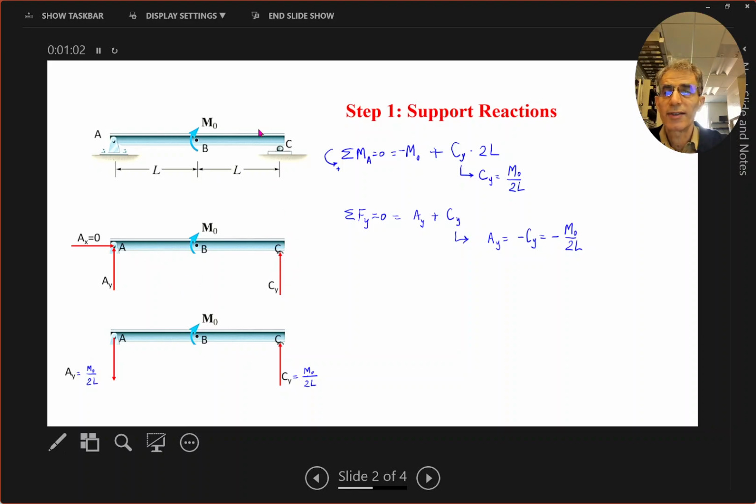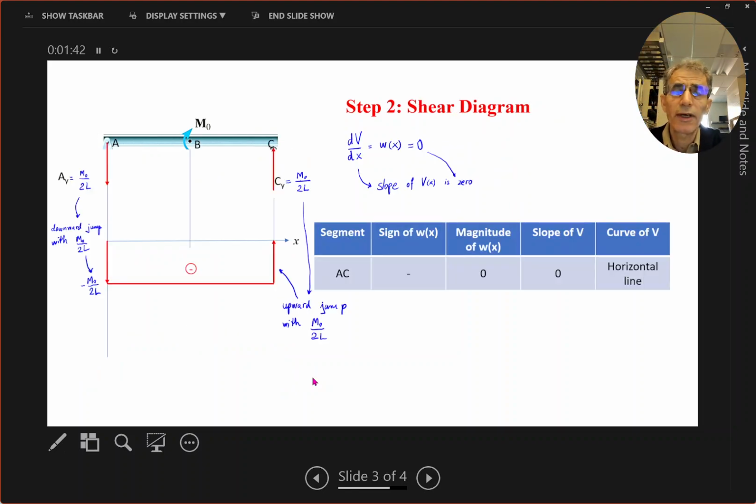Again, we isolate the beam and we put the support reactions there, and using again Newton's second law, we observe that there is no horizontal load there, so that basically simplifies the problem a little bit. And then when we solve for the sum of forces in the y direction, we figure out that Ay is negative in this case. That's what I consider positive here. So then I flipped it, going downward, just to simplify my work on the shear diagram.